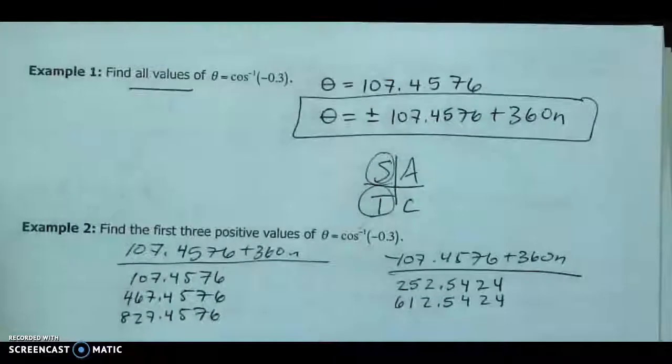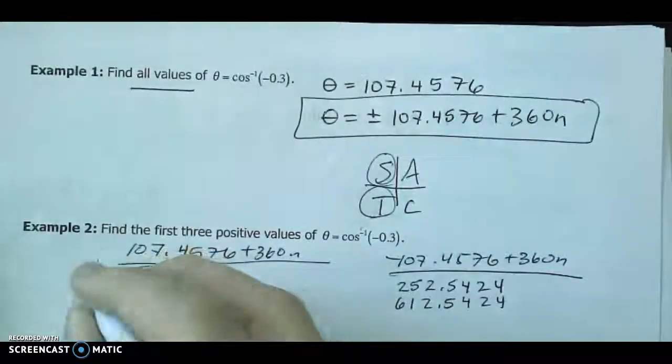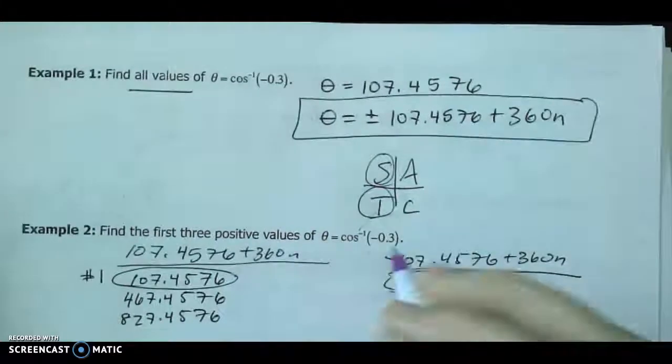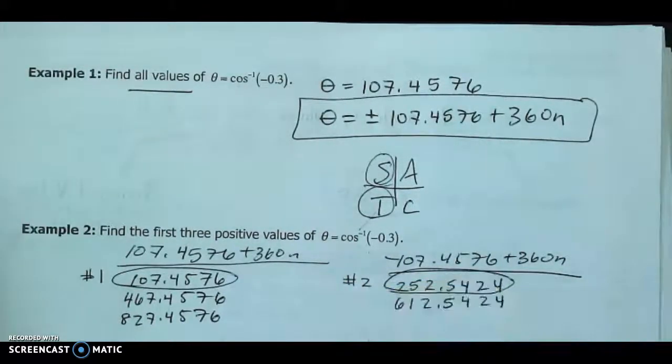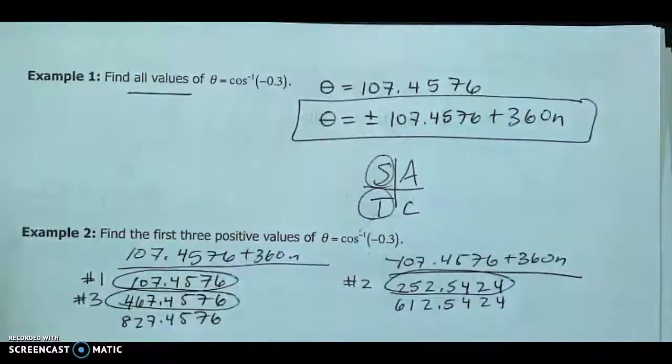And they want the first three, so the smallest three. The smallest positive I see is this one, so that's my first answer. The next smallest is 252, that's my second answer. And then the third smallest is the 467, that is my third answer. So that's what they want in example 2.